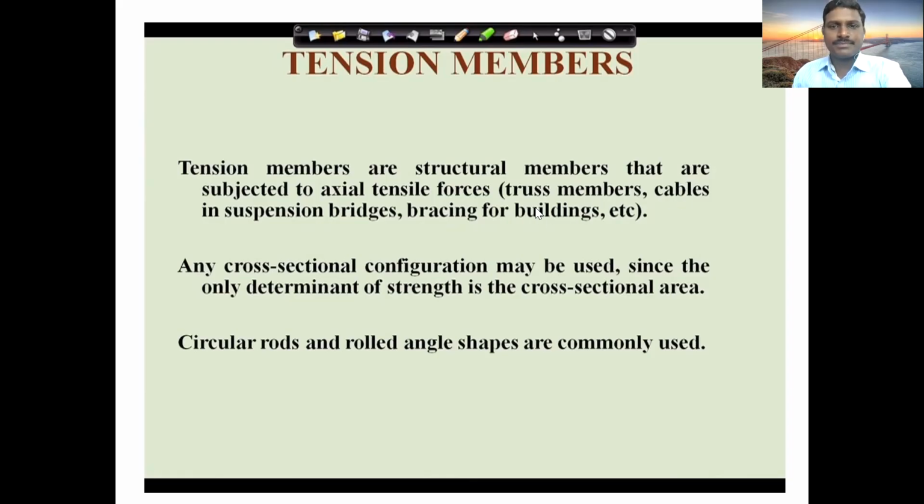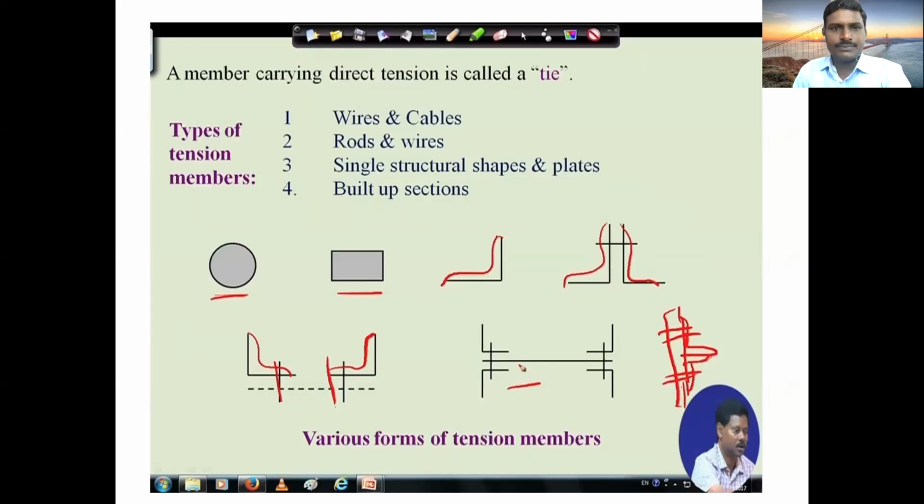For example, in bracket, truss member, cable in suspension bridges, bracing for the building, etc. So next line, write down: various forms of the tension member, or we are calling them types of tension members.